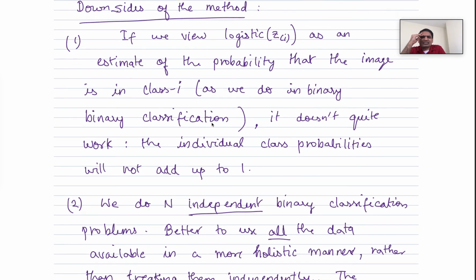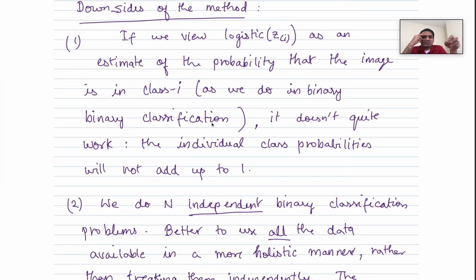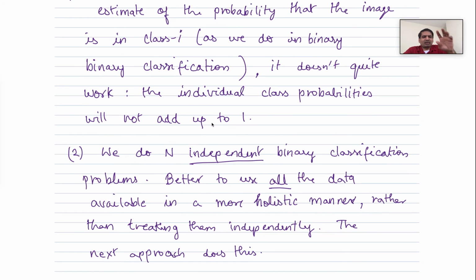The second downside is that we are doing n different binary classification problems in a sort of decoupled, independent manner. When we are trying to find the classifier for 0, we are not really using the fact that the rest of the data is actually not one big class, but divided into, well, 9 different classes, for instance. So we are sort of throwing away information while doing these n different independent binary classification problems. And it turns out that you can do better. You can use all the data available in a more holistic manner rather than treating them independently.